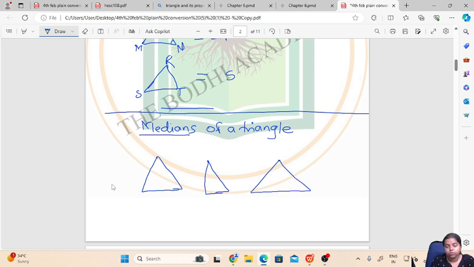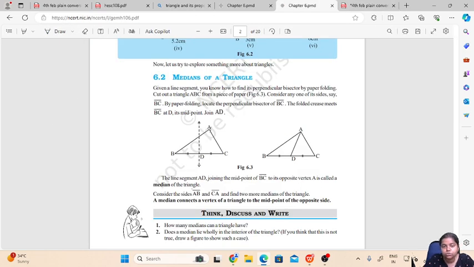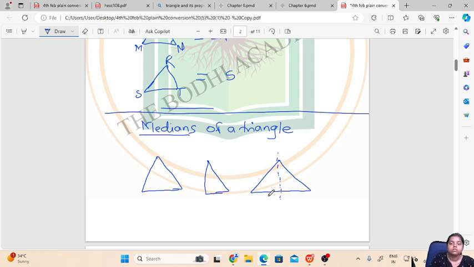Again you open it. What you will find is that it will be like this. It will divide the triangle like this. You will find one line. So like this you do. And the line that you find is a perpendicular to the side.